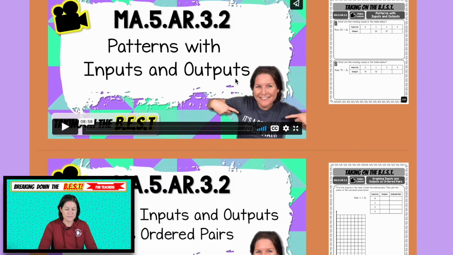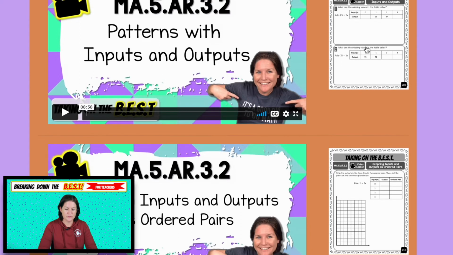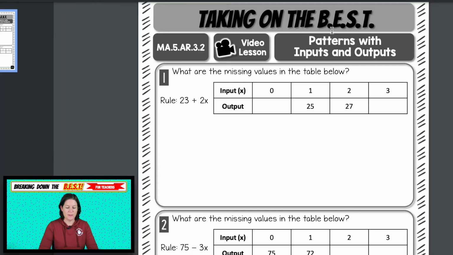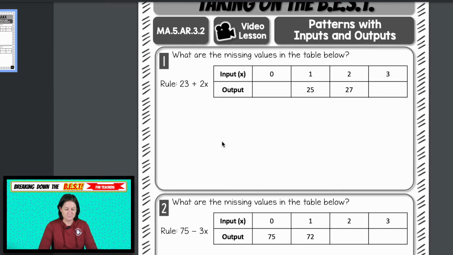There's 2 video lessons, and you've got a printable worksheet right there that goes through it. So this first one is all about patterns with inputs and outputs. So you'll use the rule to fill in the missing values in the table. We walk through that in the video lesson.